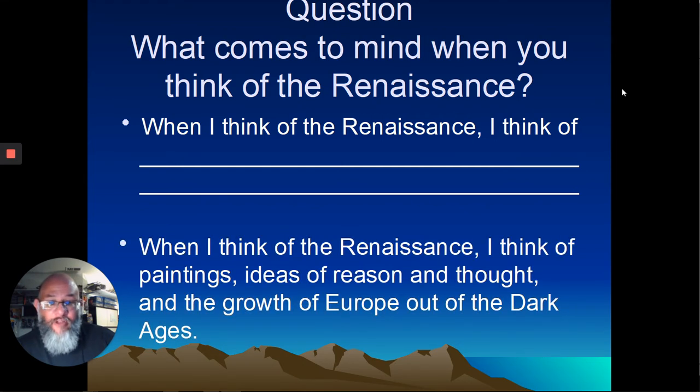When I think of the Renaissance, I think of paintings, ideas of reason and thought, and the growth of Europe out of the Dark Ages. So that's what we're going to be learning about. We're going to be discussing various items of the Renaissance. We're also going to be learning about the Reformation, the Age of Enlightenment, scientific revolution, and then we're going to end with the Age of Exploration. And that'll lead to 8th grade U.S. history. So whether it's school or distance learning, we are going to finish the year like we always would.